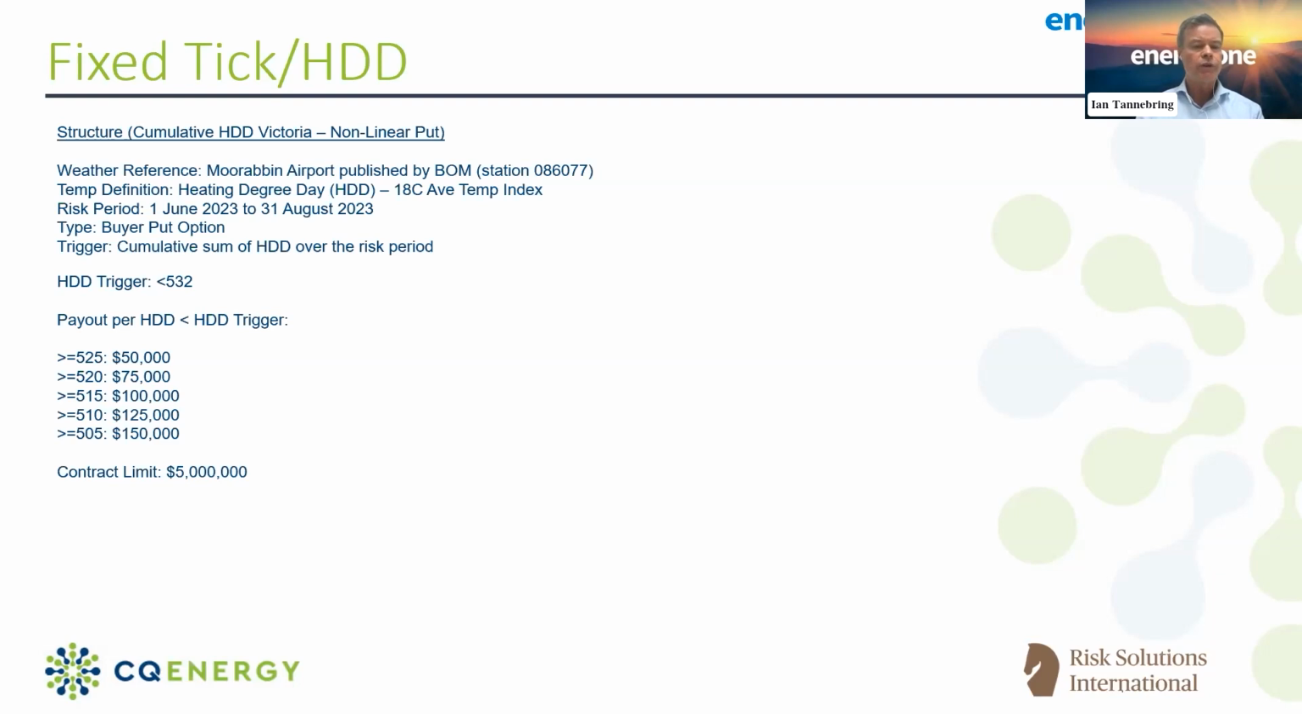So at 525 HDDs, the retailer probably needed around 50,000 per HDD to manage their revenue risk. But once you got down to the more extremes of less than 505, then it was more like 150,000 per HDD they required, and the contract had a limit of $5 million. So if you had an extremely cold winter, potentially this contract could limit out, or it could not pay out at all, but there would be a premium associated with this that the buyer would have had to pay to transfer that risk. And obviously the sellers would do their analysis on the risk of that happening historically, and also based on weather forecasts over that particular risk period.